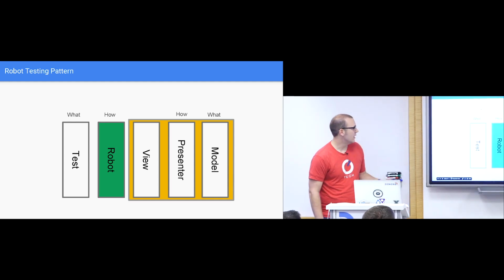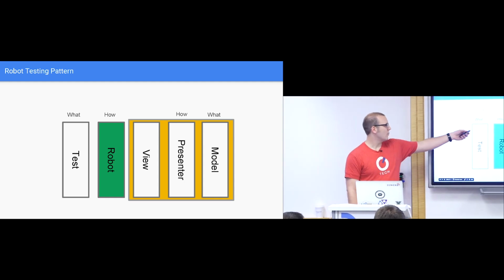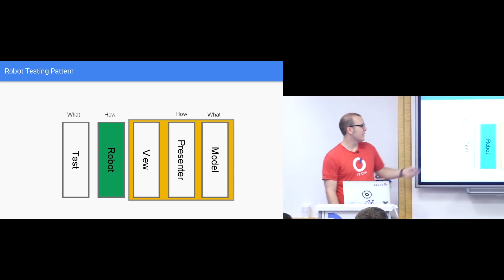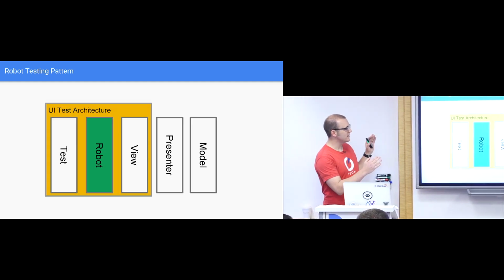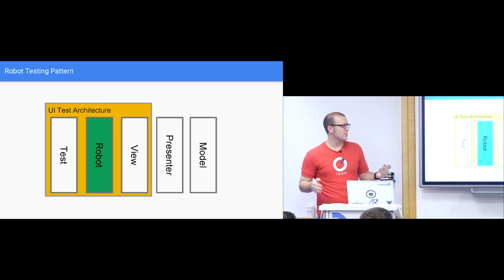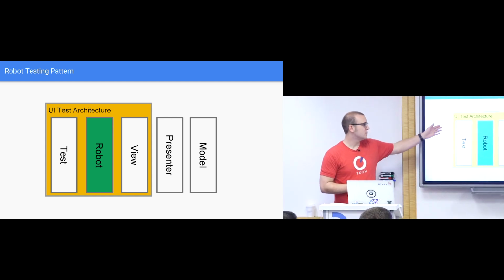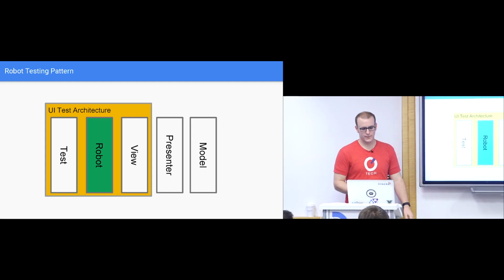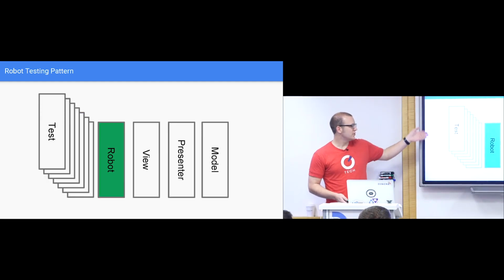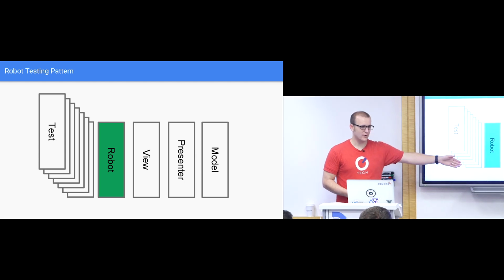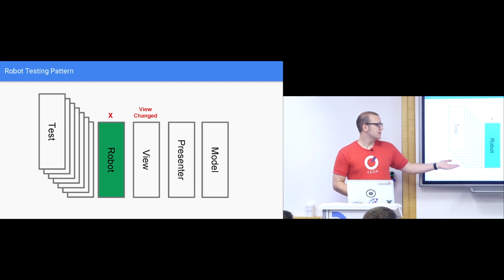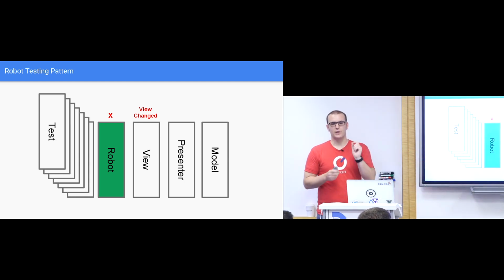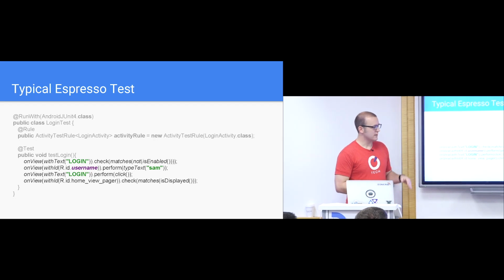Thank you. So we want to separate our concerns out. Instead of the what and the how in just the test, we're going to split it out and have a robot. This makes a UI test architecture. We have the story of what I want to test, this is how it's going to happen, and then the view is what I'm interacting with. What's nice is you build your tests to rely on the robot, which then interacts with the view. If the view changes, you only have to update your robot. Obviously all your tests that rely on that would fail, but you update one piece of code, everybody's happy, you move on. So this is a typical Espresso test.